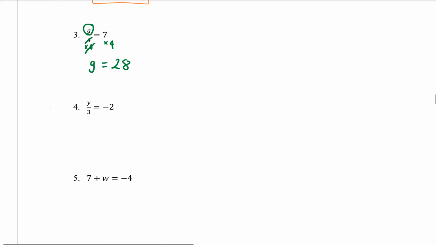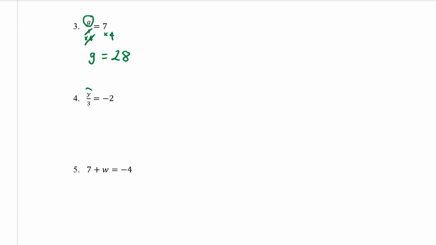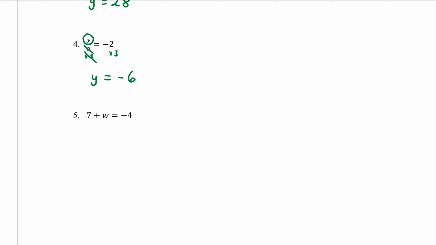Let's try again. Question 4. Again, the y is on the top of the fraction. It's being divided by 3. What's the opposite? Times. So I go times by 3. Times by 3 to cross that off. Y is by itself. And then I work out minus 2 times 3. Negative 6. Perfect.